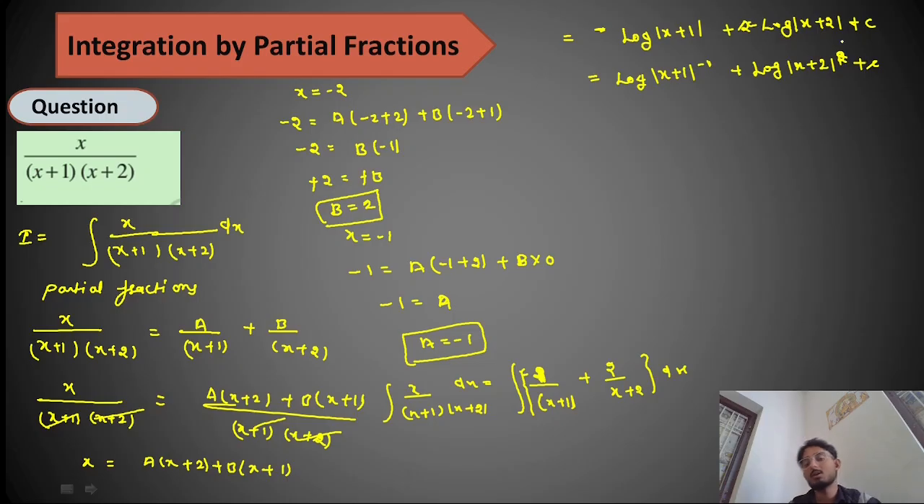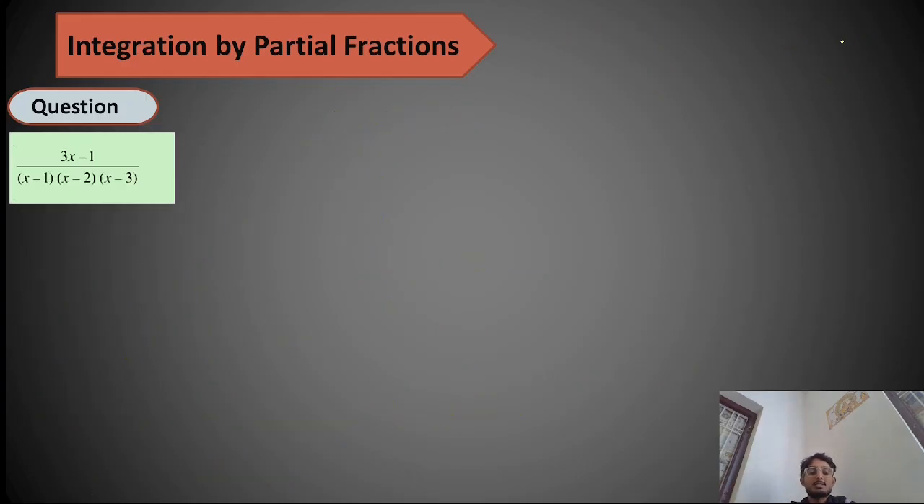You can find one more step. You can write (x plus 1) raised to power minus 1 as 1 upon x plus 1. Okay, this is the next question: (3x minus 1) upon (x minus 1)(x minus 2)(x minus 3). How can you find the solution of this question? By partial fractions.